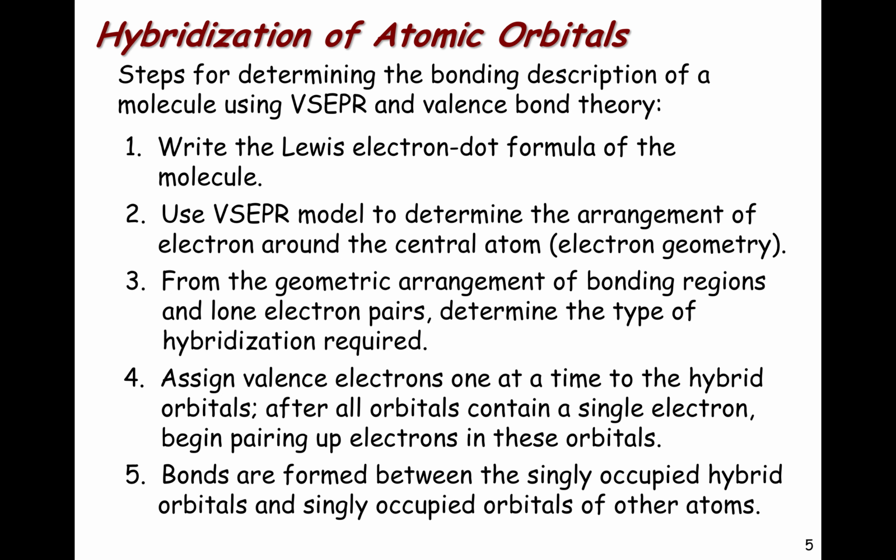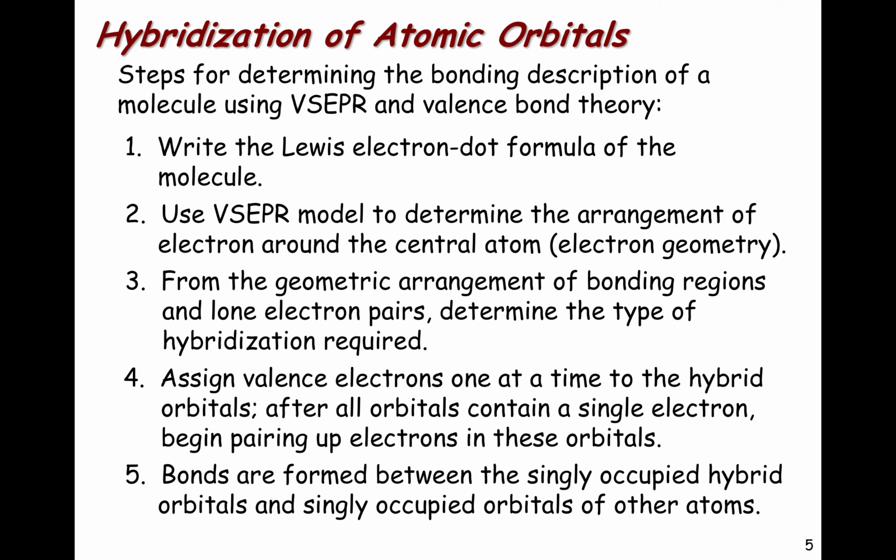So this slide summarizes the process that one would go through to determine the hybridization of the orbitals necessary for a particular molecule. The first step is to write out the Lewis dot structure for the molecule. We would then use VSEPR theory to determine the arrangement of the electron regions around the central atom. It is this electron arrangement that determines the hybridization. So we also have to take into account the lone pairs of electrons.